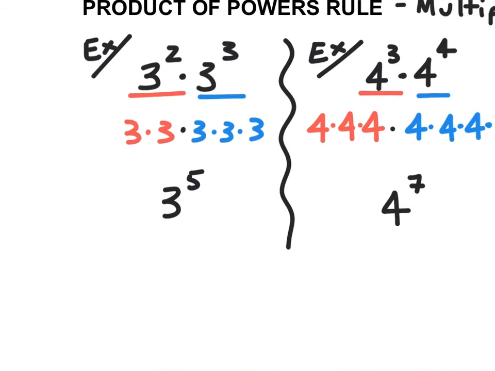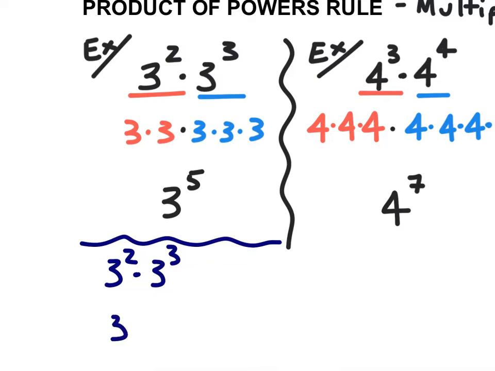So, going back to these examples here, if I were to rewrite this 3 squared times 3 cubed, I could simply write this as 3 to the 2 plus 3 power and just add my exponents, and that's going to give me 3 to the 5th.